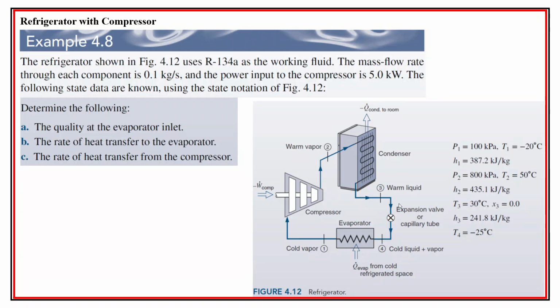And then we go here, with this warm liquid now at 30 degrees Celsius. We're going to say that it is a saturated liquid, so it's 0% quality. And so here is its enthalpy right here. But then it goes across this expansion valve, which will be an isenthalpic process. But in the process, it drops pressure and it drops temperature. Is that true? Does it drop pressure? Yeah. So it drops temperature because of it being an isenthalpic process.